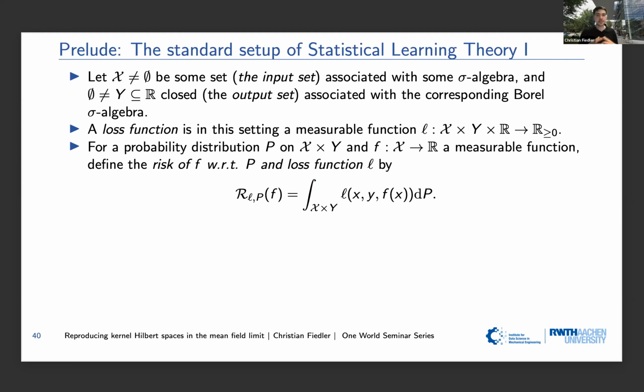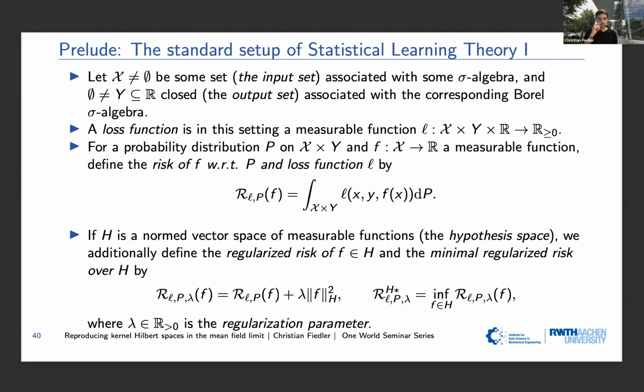If you then have a probability distribution on the set of input-output pairs, and a measurable function of inputs, then you can also define the risk. Intuitively, f is basically an algorithm, giving for a question x an answer f of x, and the risk is nothing else than the expected cost if you deploy this algorithm to answer questions from X in answers in Y.